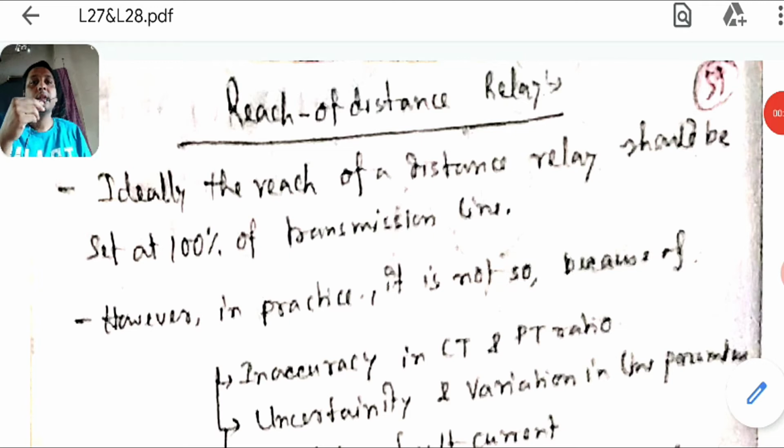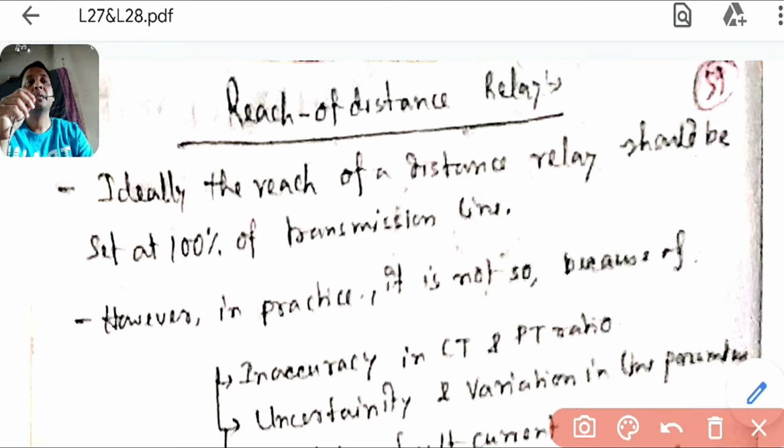Okay students, welcome to lecture 27 of this switchgear protection series. Until now we have studied different types of distance relay. Today we will be talking about the reach of the distance relay and a 3-stage protection scheme of the distance relay. So ideally, what should be the reach of my distance relay?